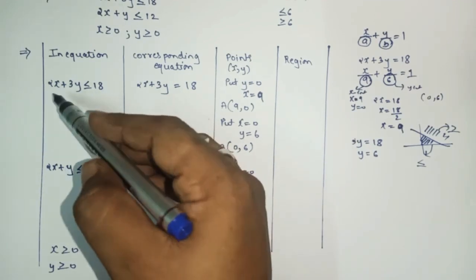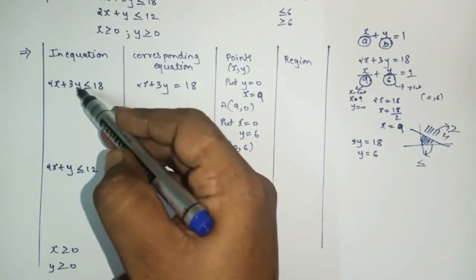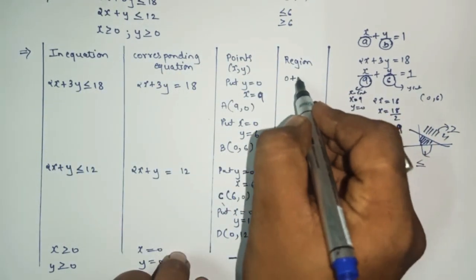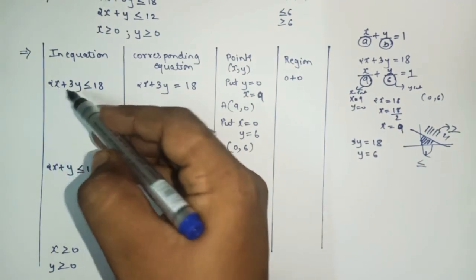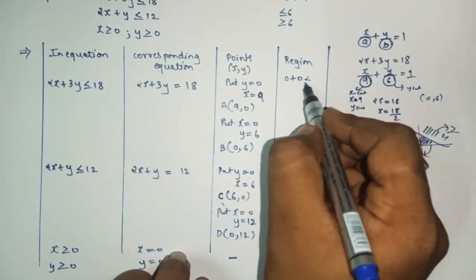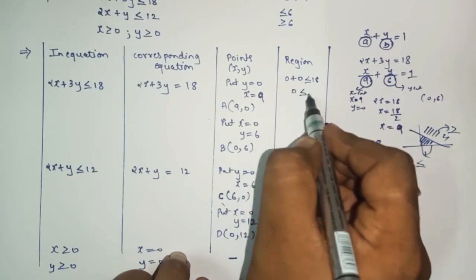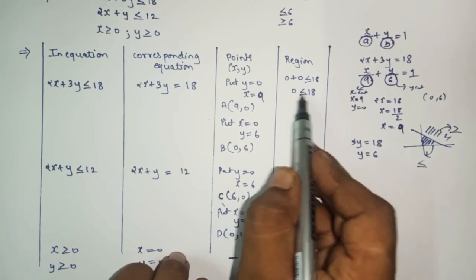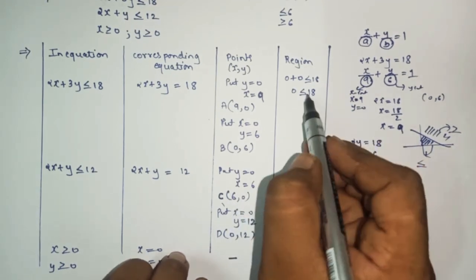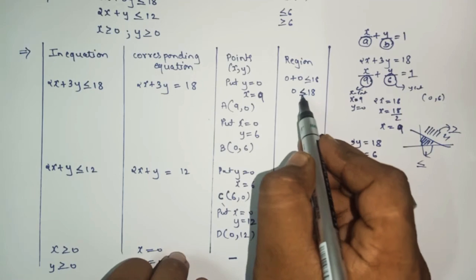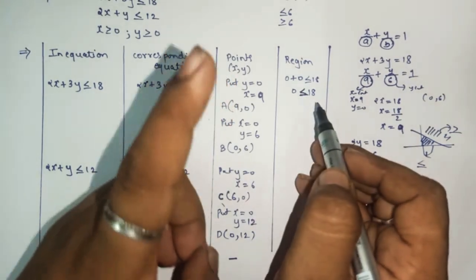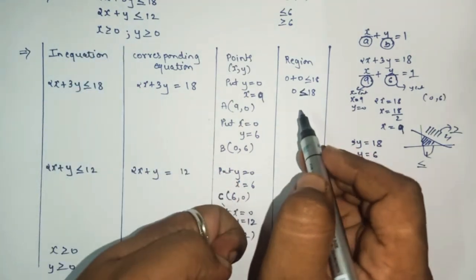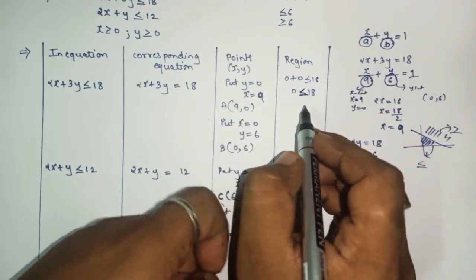Origin means what? 0, na. So x and y will be what? 0. So we'll replace this x and y by 0. So this will be 0 plus 0, because 2 into 0 will be 0, 3 into 0 will be 0, less than equal to 18. So 0 less than equal to 18. Now remember, 0 either should be equal to 18 or less than 18. Out of these two conditions, any one condition should satisfy. If it's satisfied, that means it lies on the origin side.